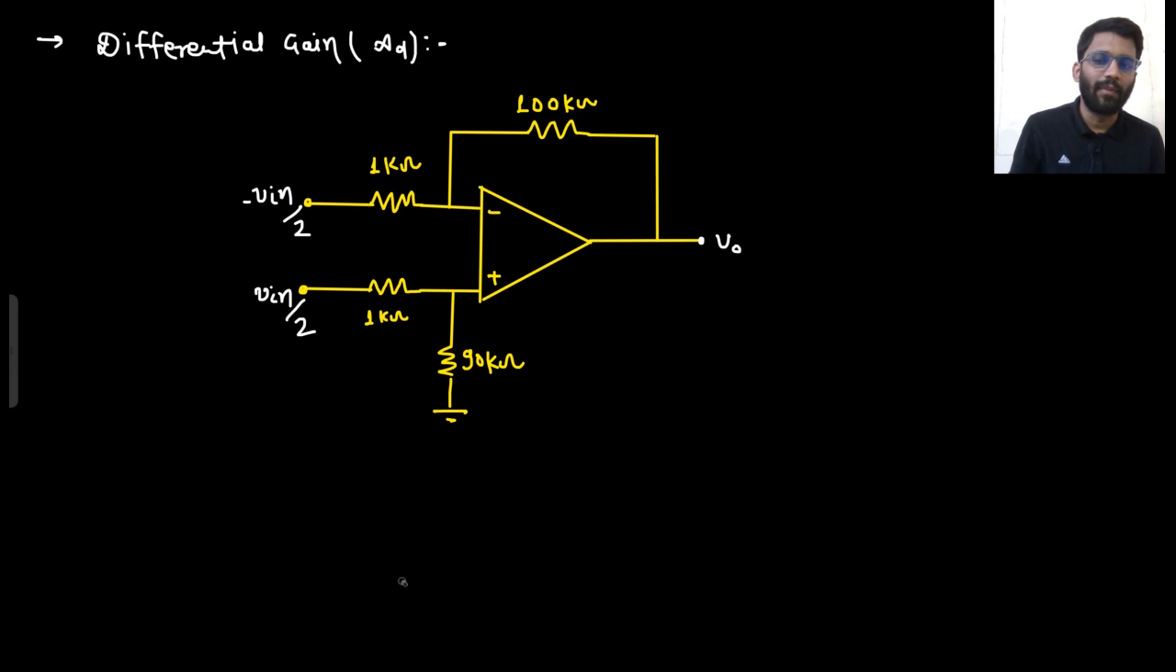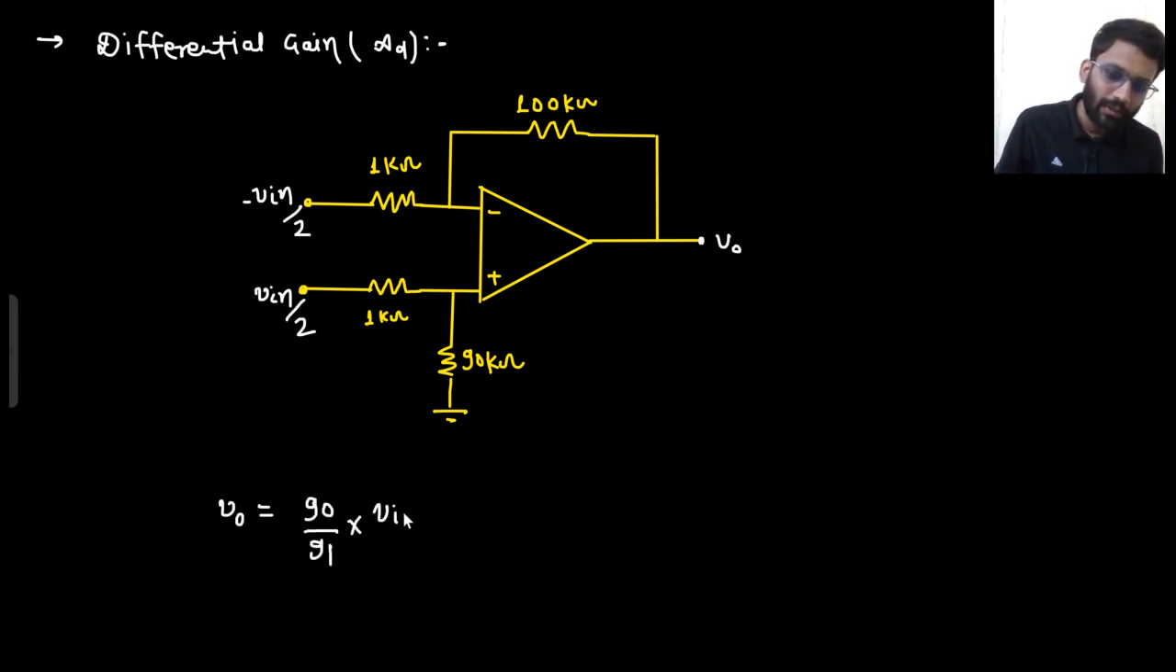So what I need to do? I will apply superposition theorem. So directly I am going to write now. What will be my V0? First I am considering only Vin by 2. So what will be my V0? 90 by 91 into Vin by 2. This will be the potential here. Then it would become a non-inverting amplifier, into 1 plus RF by R. 1 plus RF by R, 10 by 100 by 1.